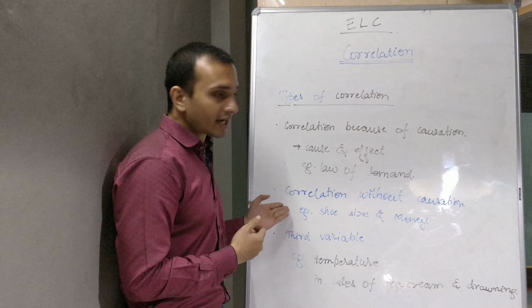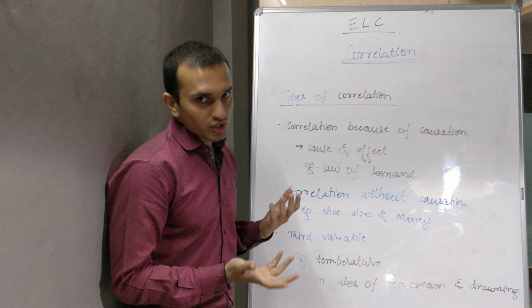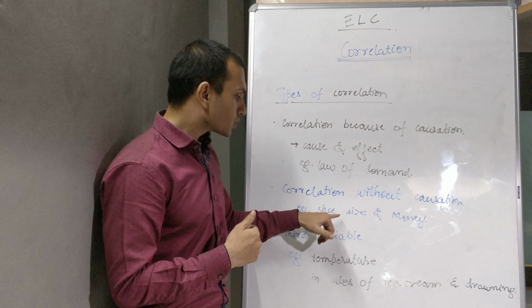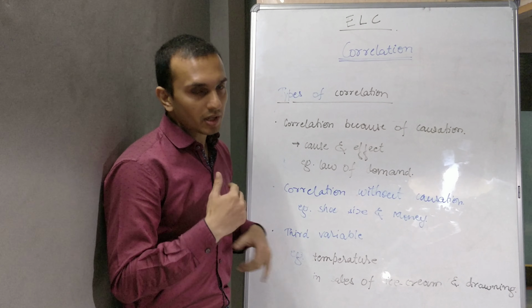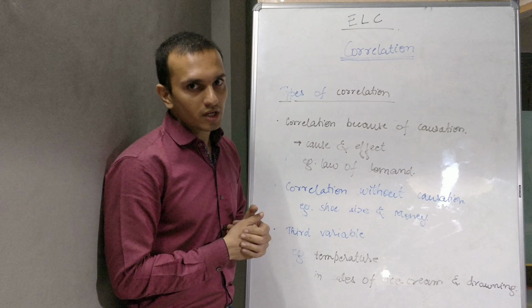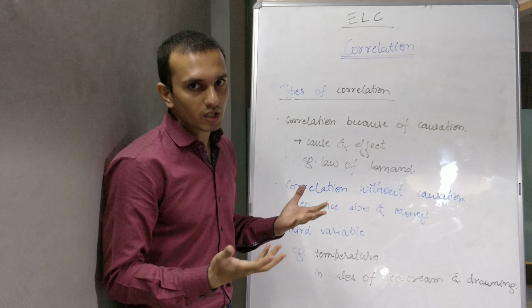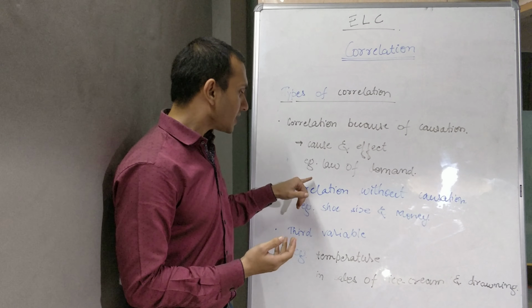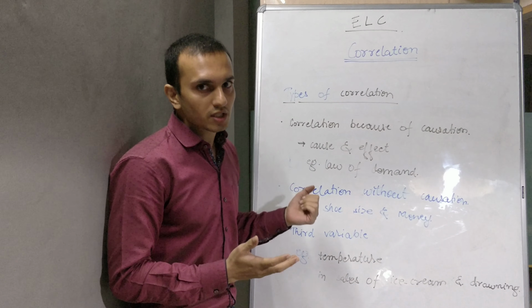Now we come to the second kind of correlation, which is without causation. So if we go into the market and collect the data of the size of the shoes that people are wearing, and the money in their pocket, we can definitely find some kind of correlation between these two. But we do not have any theory, we do not have any cause and effect to establish those kind of correlation. So these kind of correlations will always be called correlation without causation.